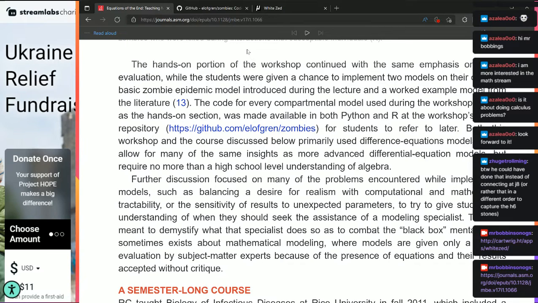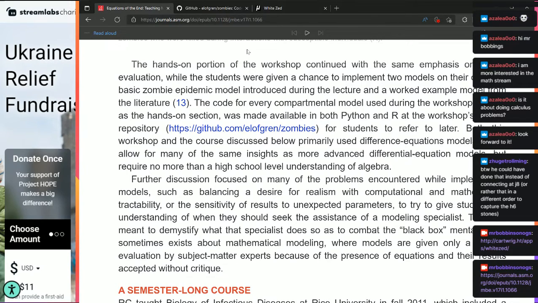Further discussion focused on many of the problems encountered while implementing models, such as balancing a desire for realism with computation and mathematical tractability, or the sensitivity of results for unexpected parameters, to try to give students an understanding of when they should seek the assistance of a modeling specialist.